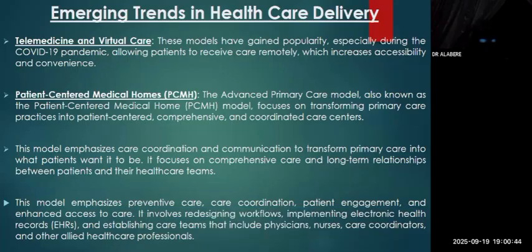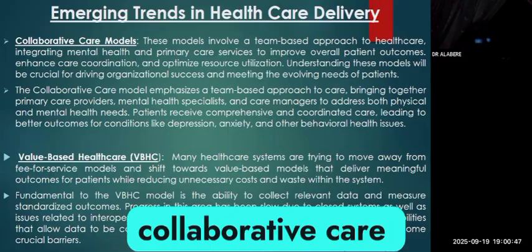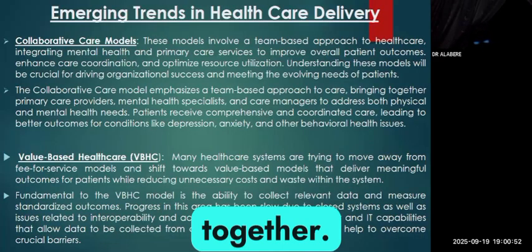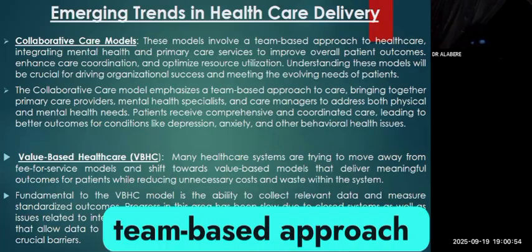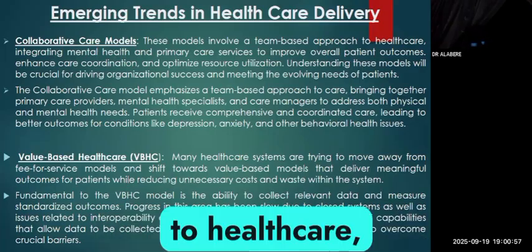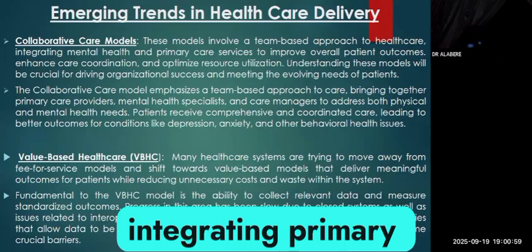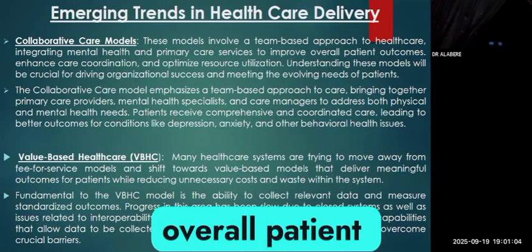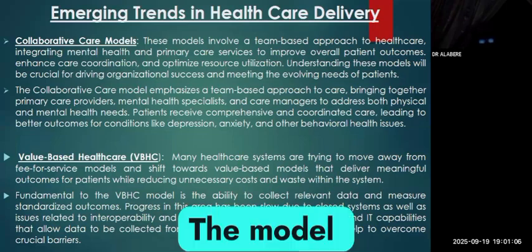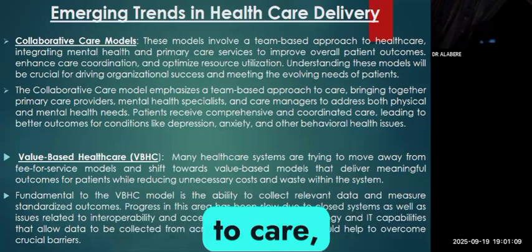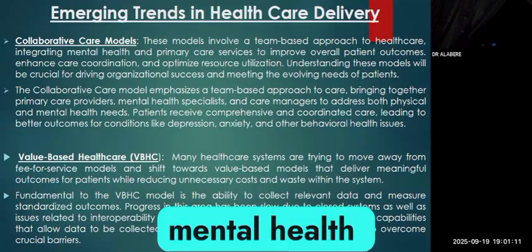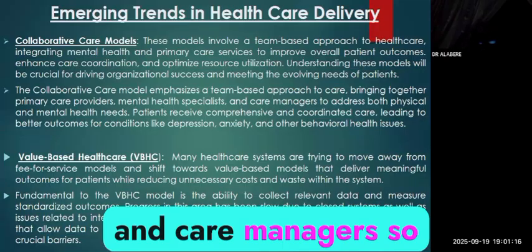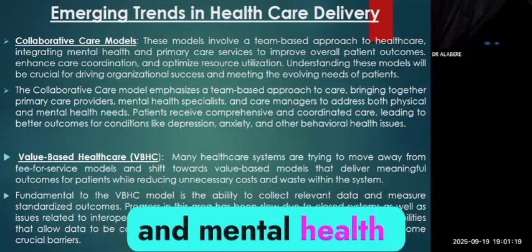All right. Another one is the collaborative care model. Collaboration means people coming together to work together. It involves a team-based approach to healthcare, integrating primary healthcare with mental health care to improve overall patient outcome. The model brings together mental health specialists, primary care providers, and care managers so that they can address both physical and mental health needs.